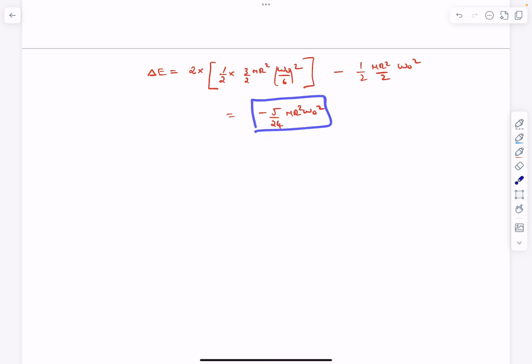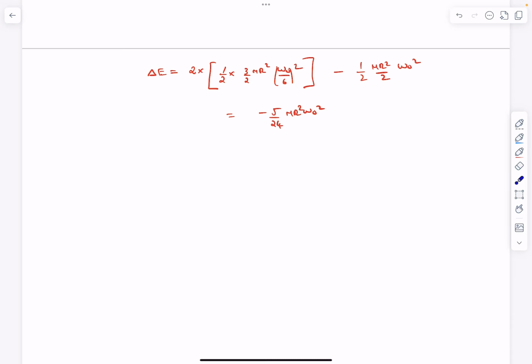So the change in mechanical energy of the system is final kinetic energy minus the initial kinetic energy. Finally we know both the disks are rolling, so we'll multiply it by 2, and the kinetic energy of one rolling disk we can write as half I about the instantaneous axis times the final omega, which is omega naught by 6 squared, right? So this is the final kinetic energy. For the initial kinetic energy, only one of the disks possessed an angular velocity of omega, so it'll be half times mr squared by 2 times omega naught squared. After solving, you'll get minus 5 by 24 mr squared omega naught squared.